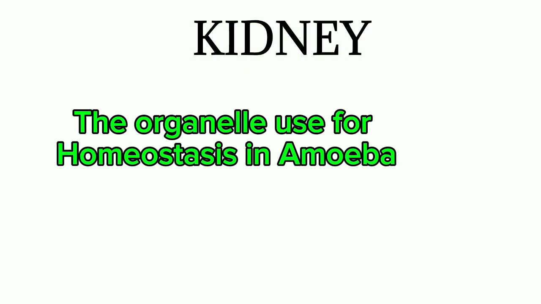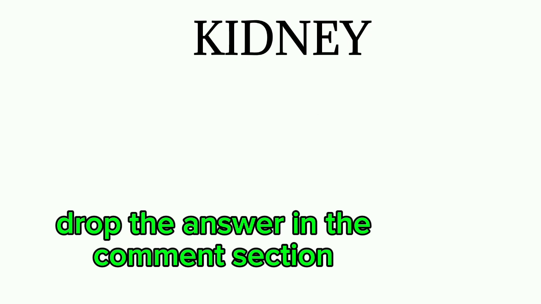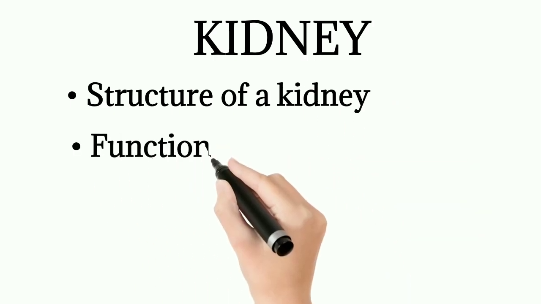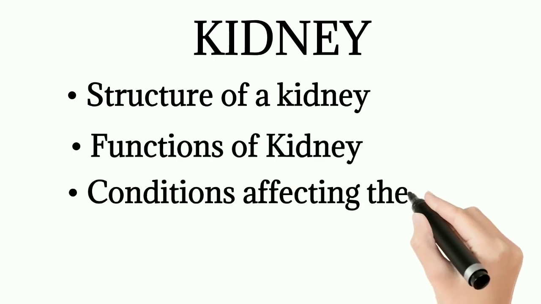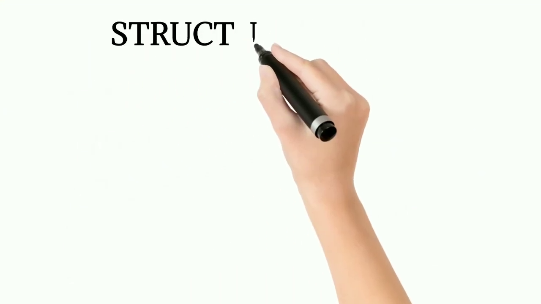amoeba to maintain homeostasis. Okay, so in this video today, we are going to be looking at these subtopics. The first one is structure of a kidney, 2, functions of kidney, 3, conditions affecting the functioning of the kidneys, and the last one, diseases of the kidney. Make sure you have your writing materials. Let's go. So let's go to the structure of the kidney.